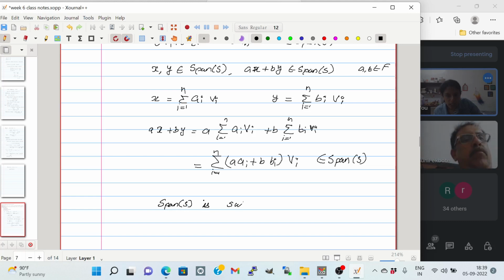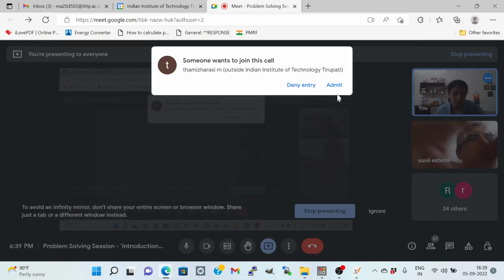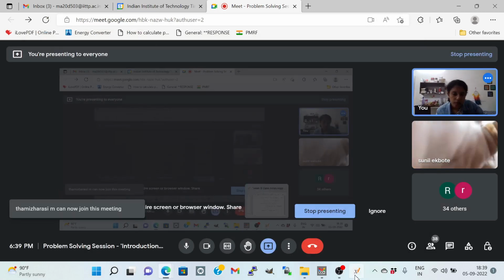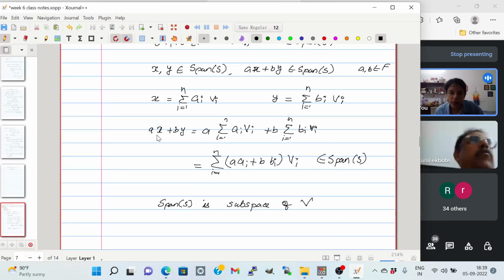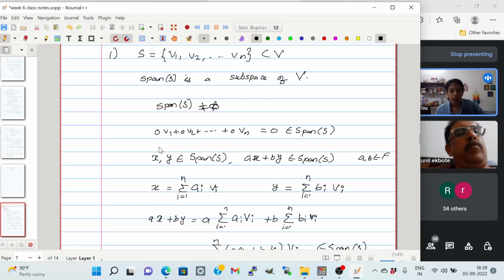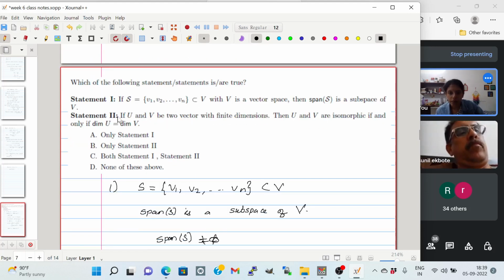This is the only thing we need to check, whether a non-empty subset is a subspace. Is this clear, everyone? If you have any doubt, you can ask. Is this clear? Okay. Now we have one more thing here.